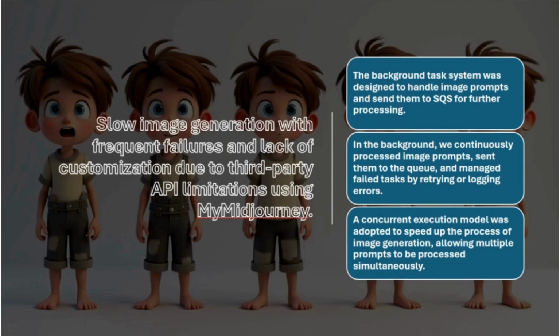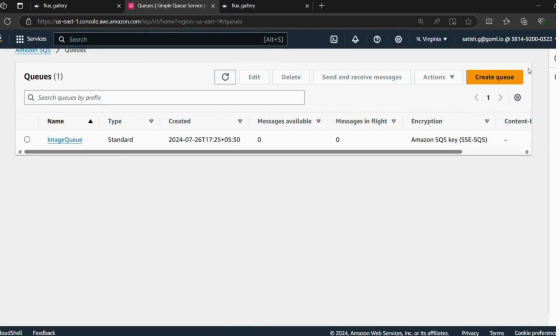Firstly, the time it took was more than 2 to 3 hours to generate 70 to 80 prompts, which was not good. On top of that, we encountered a high number of failures during image generation. So what we did is, we introduced background tasks using Python's FastAPI to handle image generation requests asynchronously.